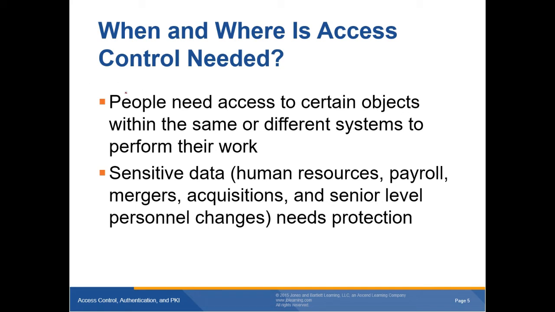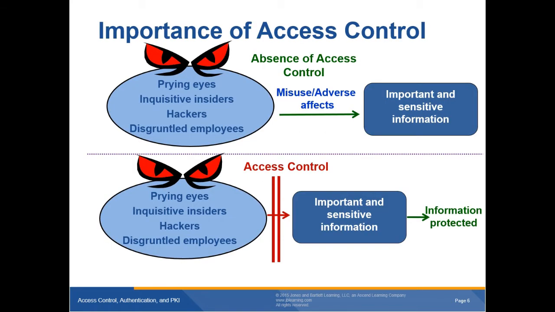So, as I was saying, people need access to certain objects within the same or different systems. Sensitive data, human resources, payroll, mergers, acquisitions, senior level managers, top management. They need to have certain areas in place that they can go to that they know no one else can go. And on the network, as you know, because you've covered networking, anyone can get anywhere on the network. By having access control, it limits who can get where and when. You can even set it up so that there are only certain times that people can get somewhere.